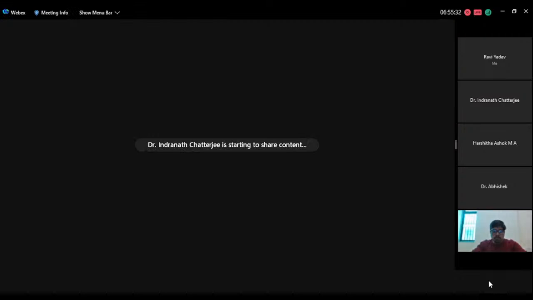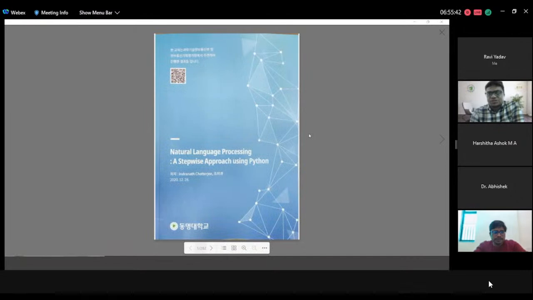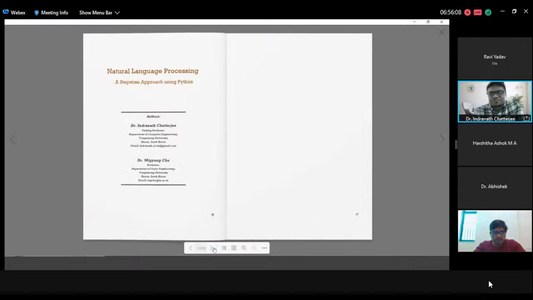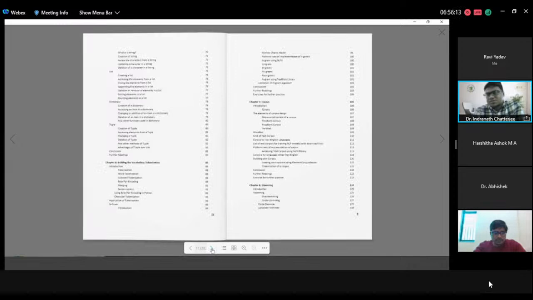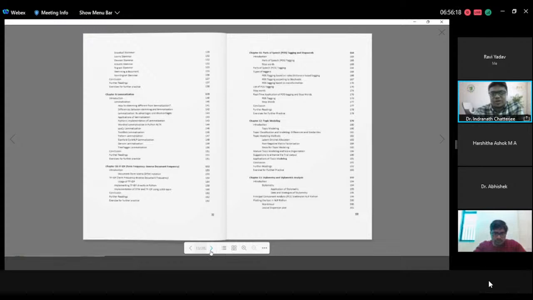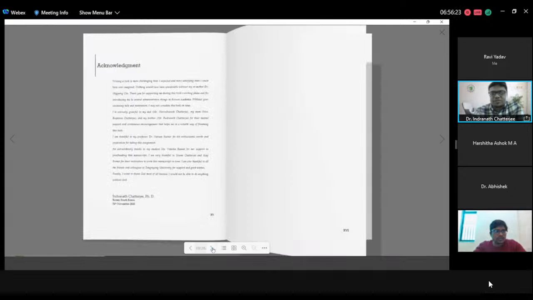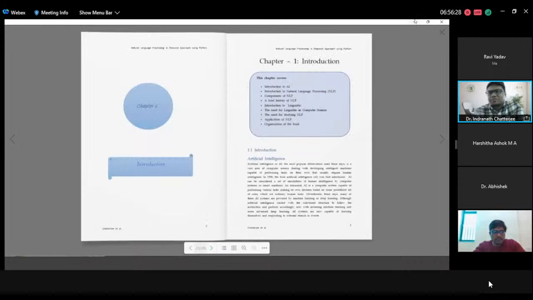So this is the book that I wrote in 2020. This book is not for sale. You cannot get this book on Flipkart, Amazon, or anywhere, because it has been published by the Government of Korea as the university level textbook for all universities in South Korea. This is the compulsory textbook for all master's and PhD level students in South Korea. The book covers mostly all the topics in NLP. As I told you, it is a Government of Korea book, so it is not for sale or for any kind of reproduction. It's a 400 page complete book on NLP. If you need this book, you can email me and I can personally share it with you.